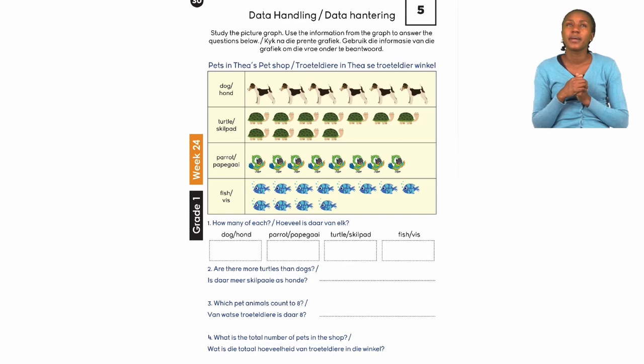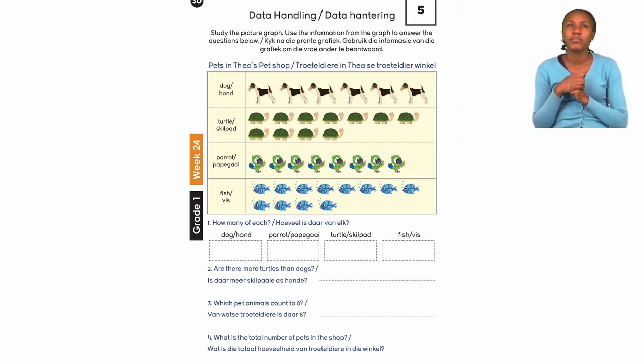Now it says on top of the graph, pets in Thea's pet shop. Now let's quickly have a look at the pets. In the first row, there are dogs. Then you have turtles. Then parrots. And then fish. Dogs, turtles, parrots, and fish.